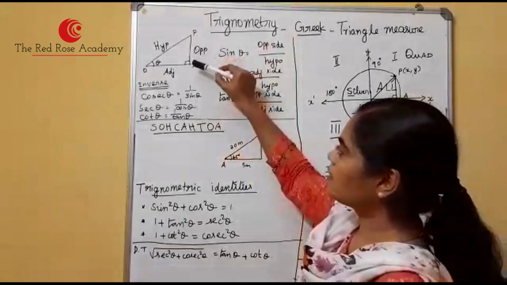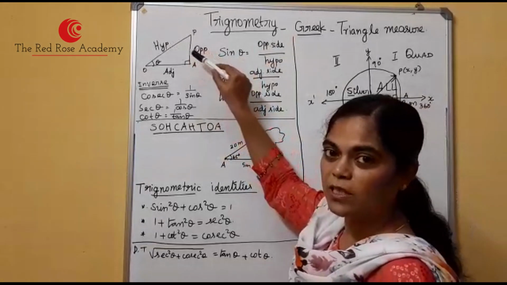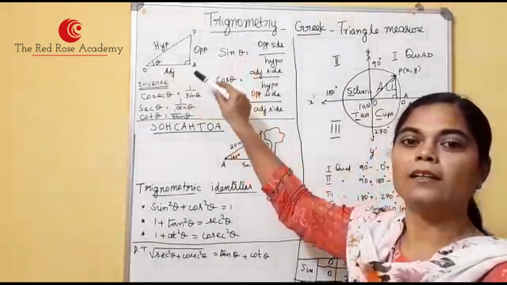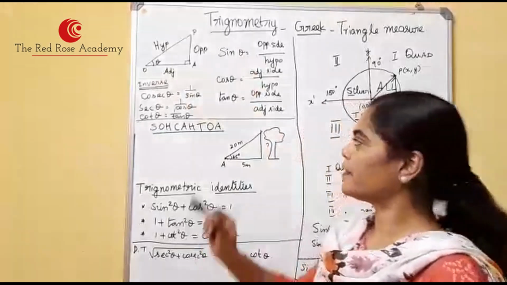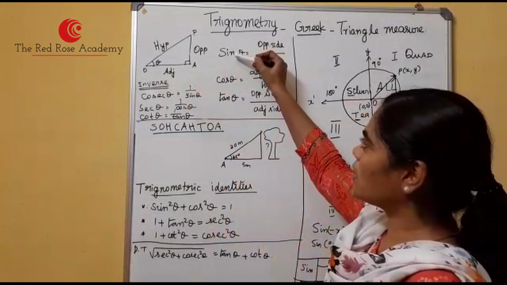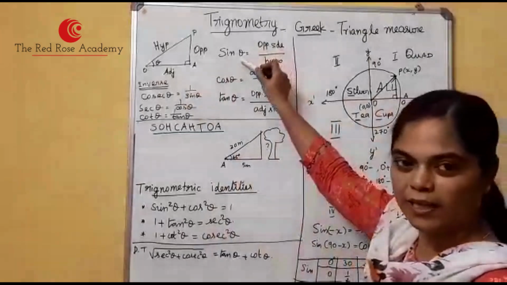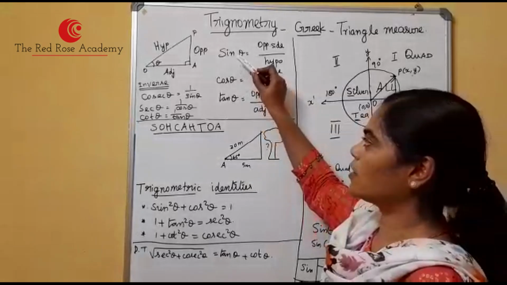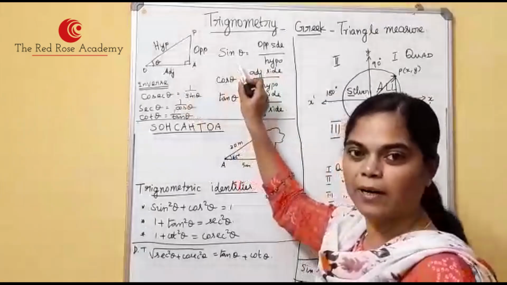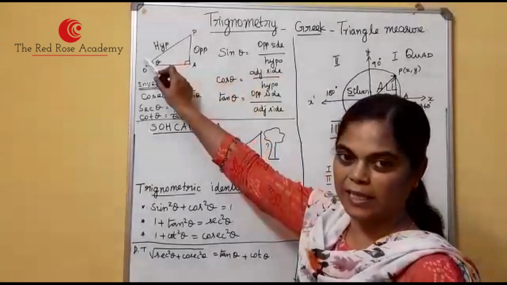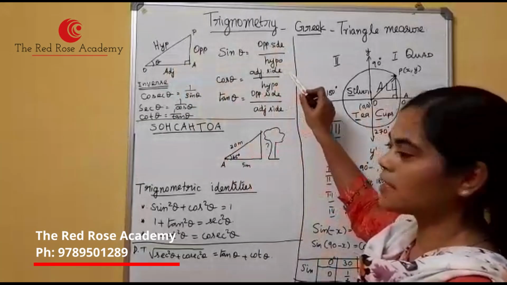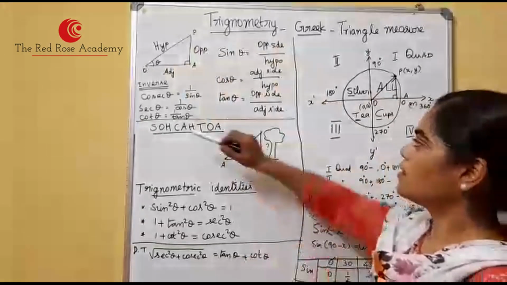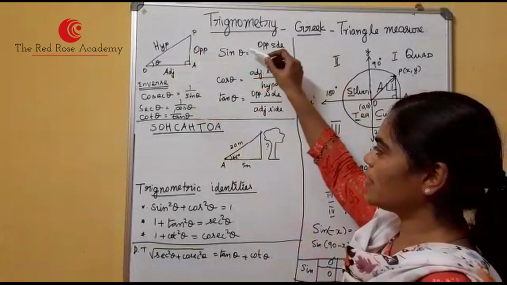For that, the side opposite to the right angle is the hypotenuse. The side opposite to theta is the opposite side, and the remaining side is adjacent. These are the trigonometrical ratios: sine, cosine, and tangent. Sine theta is given by opposite by hypotenuse, cos theta is adjacent by hypotenuse, and tan theta is opposite by adjacent. So these are the trigonometrical ratios.